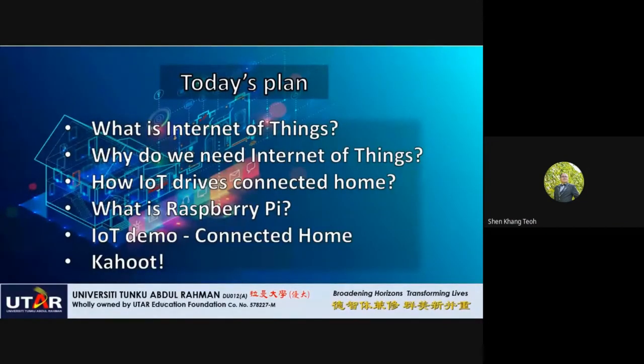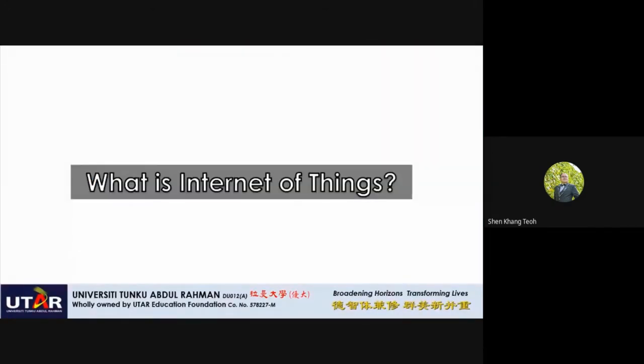Moving on, let's look at today's plans. This talk will start with what is Internet of Things, followed by why we need Internet of Things, how IoT drives the connected home, what is Raspberry Pi, and I will show you the actual connected home demonstration video. Lastly, a short Kahoot section to see whether you take something back from this talk or not. So let's start with what is Internet of Things.